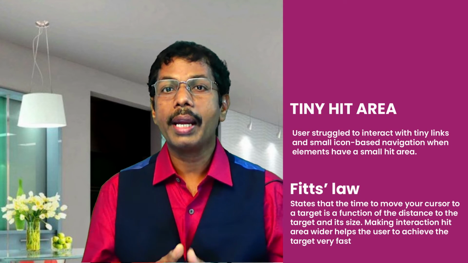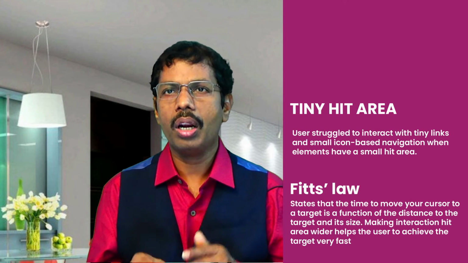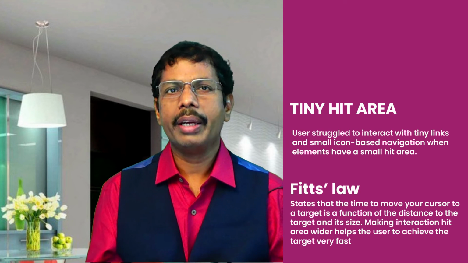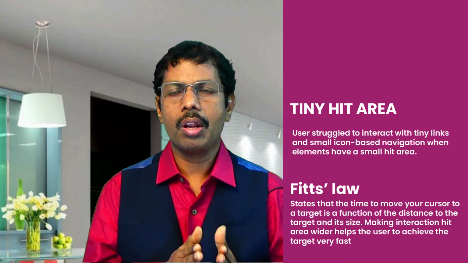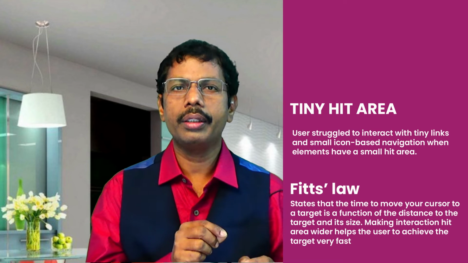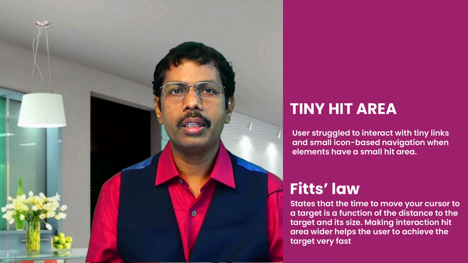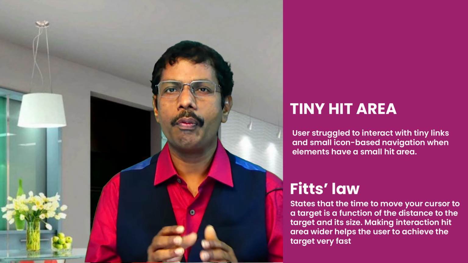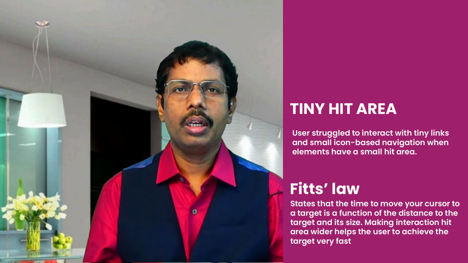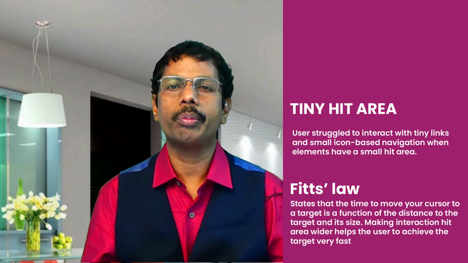The next one is tiny hit area. The user struggles to interact with tiny links and small icon-based navigation when elements have a small hit area. So I would like to point out Fitts's law here. It states that the time to move your cursor to a target is a function of the distance to the target and its size. So making the interaction hit area wider helps the user reach the target very fast. If we fail on this, it will frustrate users and decrease the efficiency of the interaction.